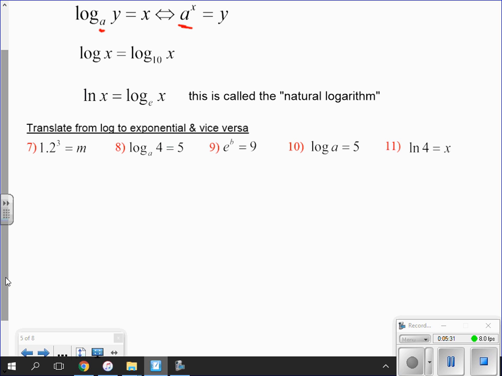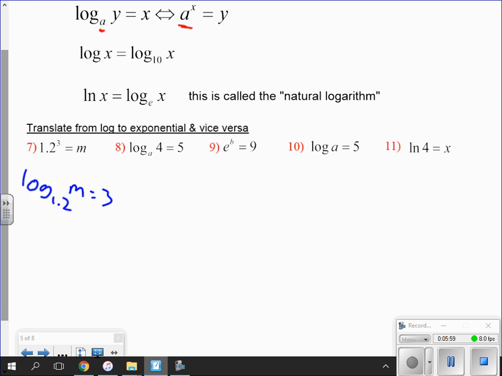The base of my exponential is 1.2. The base of my logarithm is 1.2. And then what my exponential is equal to is what I'm taking the log of, and that's equal to the power on my base. Okay, you did this last year. This is part of how you solve some of the problems.